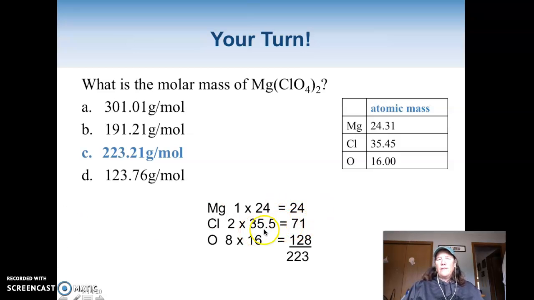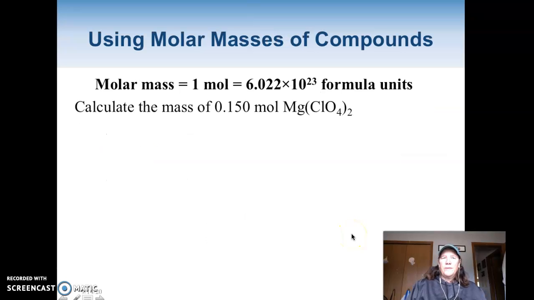Okay, so 71, and then 8 times 16, because there are 8 oxygen, and its mass from the periodic table is 16. And again, these numbers all come from the periodic table, you guys. Add them together and you get 223.